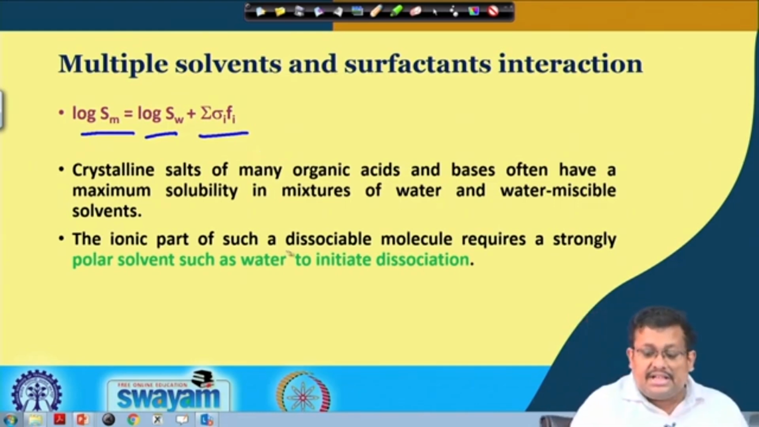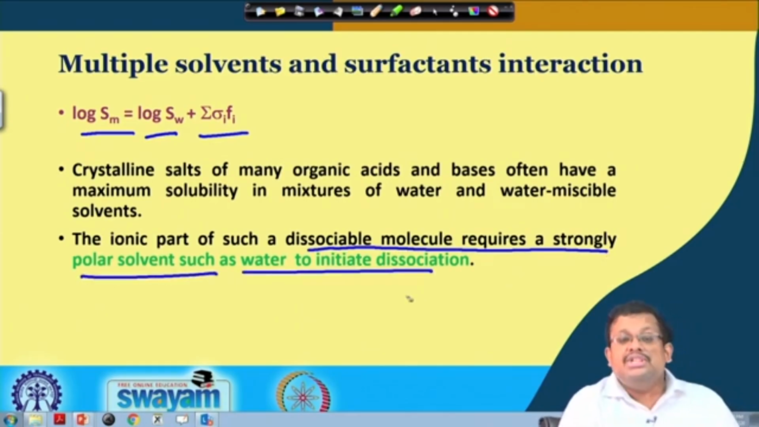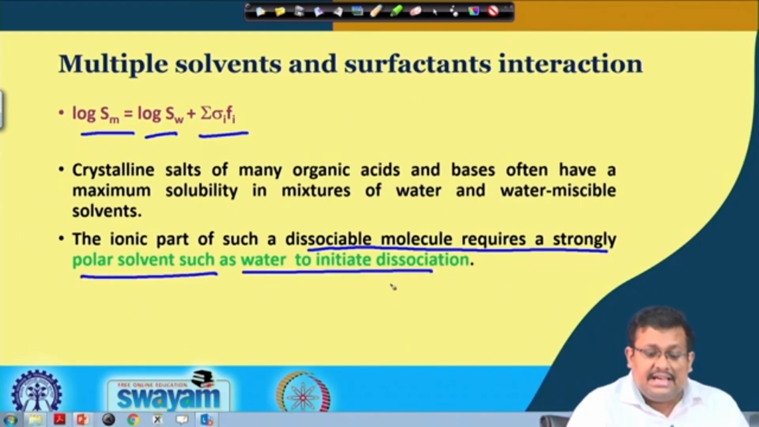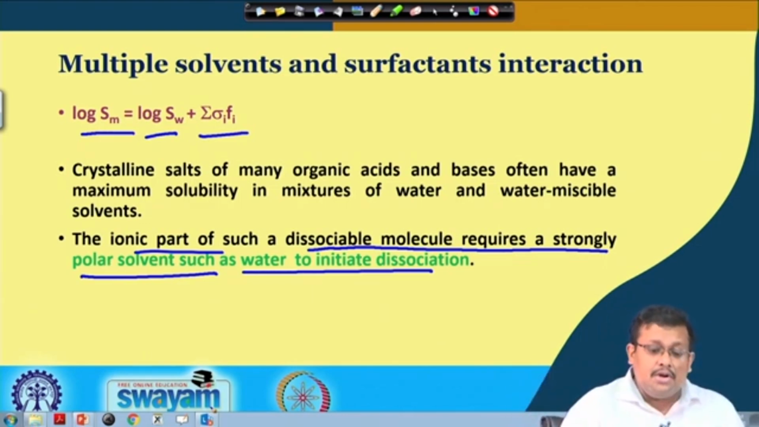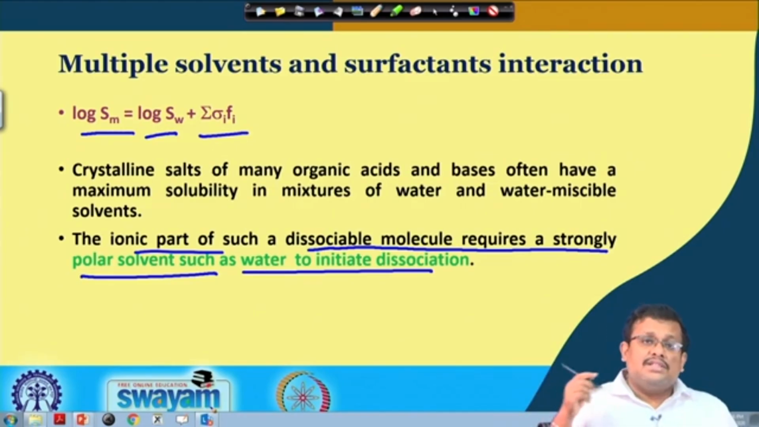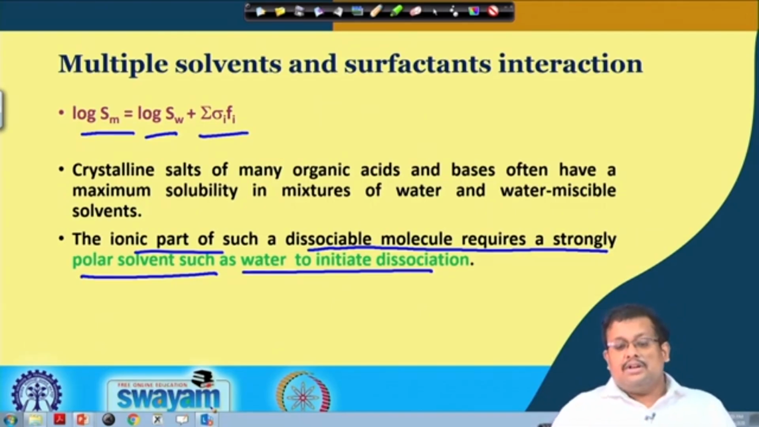The ionic part of such a dissociable molecule requires a strongly polar solvent such as water to initiate the dissociation. So, here it is the crystalline salts of many organic acids, which contain some ionic part, and dissolution of this ionic part requires a strongly polar solvent like water. Water is a polar solvent, and most of the organic solvents are non-polar. So, for dissolution of these crystalline salts, which are ionic in nature, we need a strongly polar solvent like water to initiate their dissolution or dissociation.